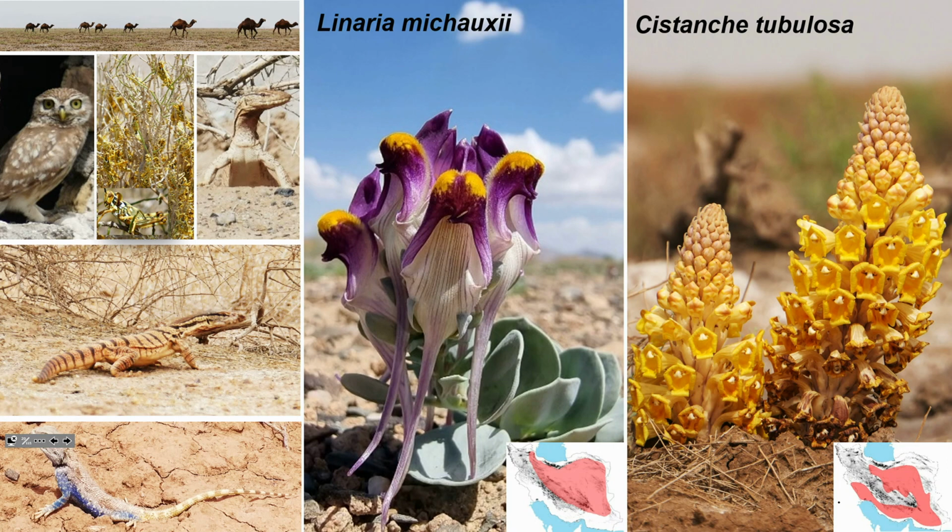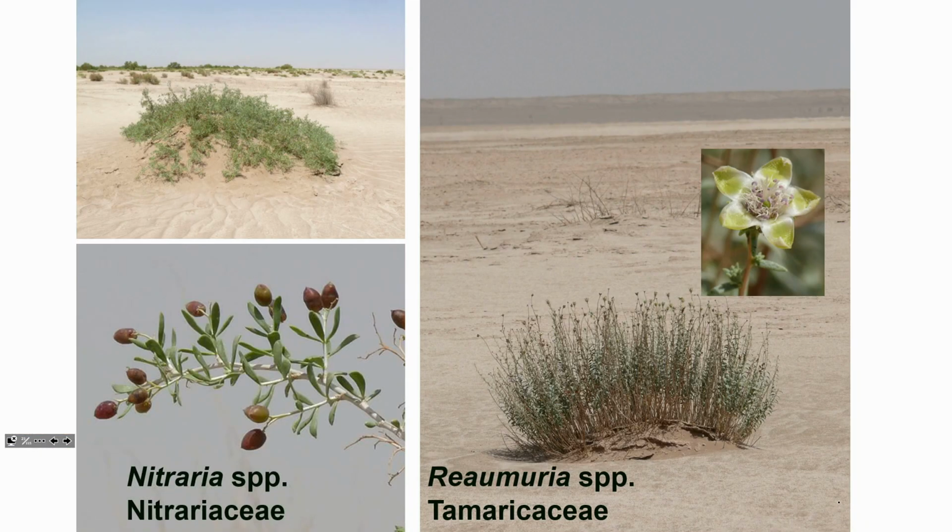interesting plants like Cistanche tubulosa, which is widely distributed, and this endemic Linaria michauxii, endemic to Iranian deserts, and also animals which are usually active at night or early morning. And also some halophyte plants like Nitraria species or Reaumuria, which is one of the last plants in the salty parts.